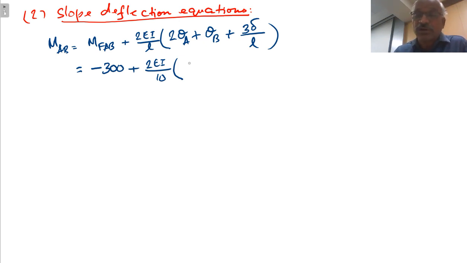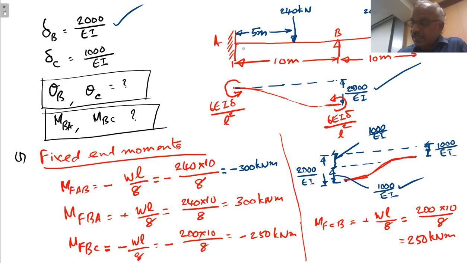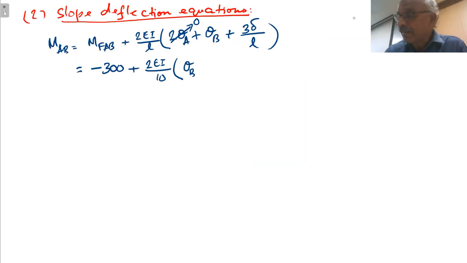Into, we know theta A is fixed, therefore theta A is 0. Therefore forget about theta A, plus theta B is there. Theta B is there. One more point. We know the right support settles. So here in AB the right support settles. So right support settles means at both ends you will have minus 6EI delta by L square, and delta EI equal to 2000 by EI. Therefore here it is minus 6EI delta by L square.